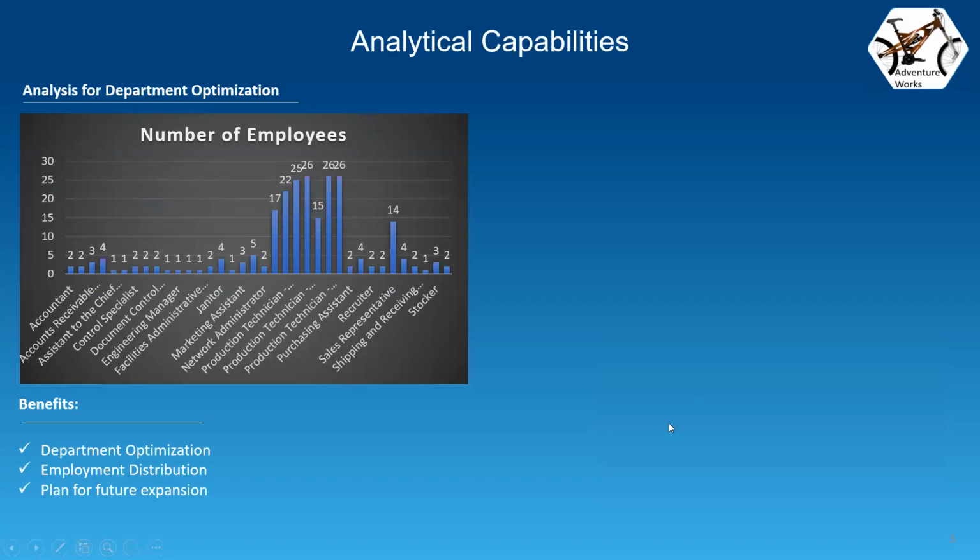So here is the first analytics, based on the number of employees in each department. You can see that most of the employees belong to the production department. This will be helpful for senior management in deciding how to distribute the employees, and if any department requires a focus, they can get some idea from here.